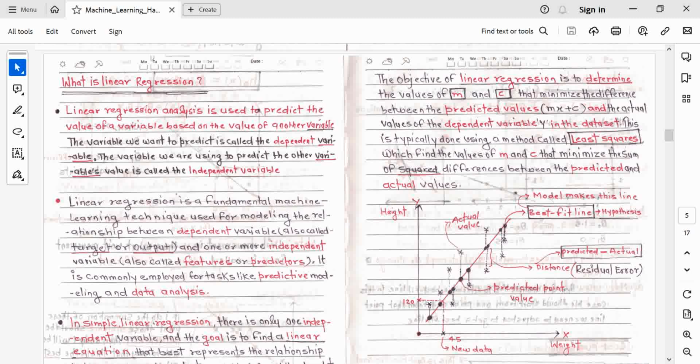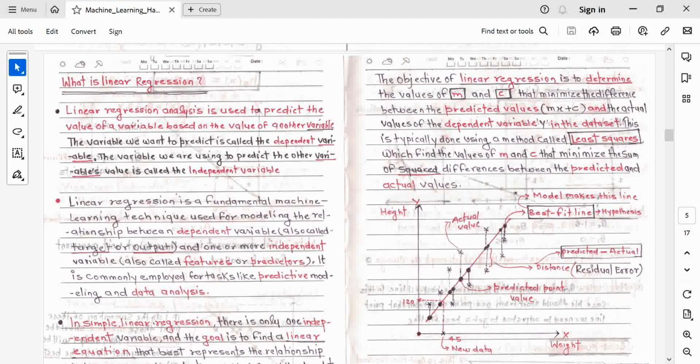Linear regression analysis is used to predict the value of a variable based on the value of another variable. The variable we want to predict is called the dependent variable. The variable we are using to predict the other variable is called the independent variable. As we have already discussed, the dependent variable means the output variable. It will be one output, and independent variables will be many, like height and other things.